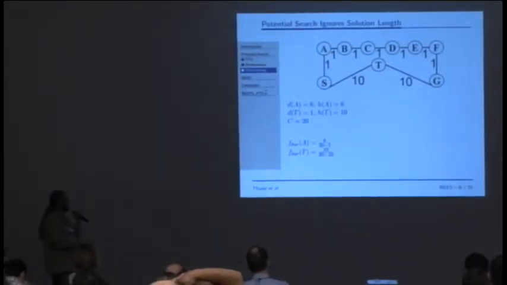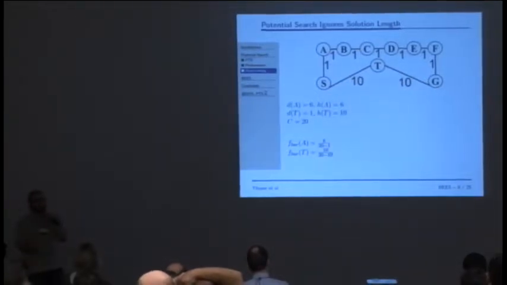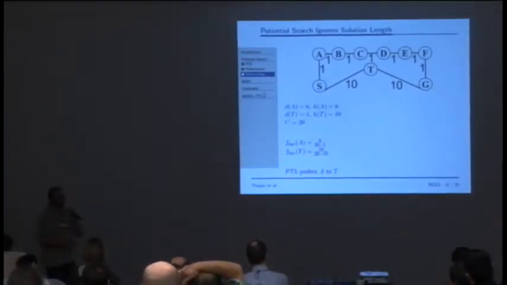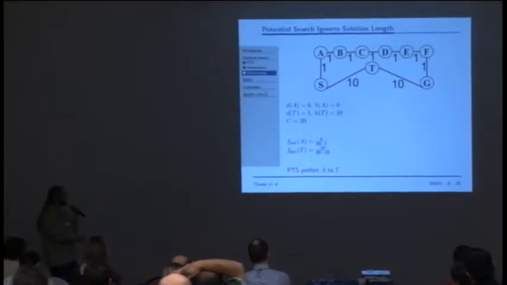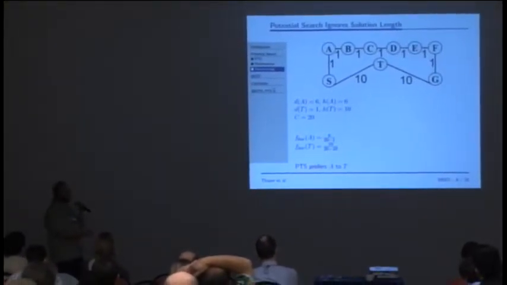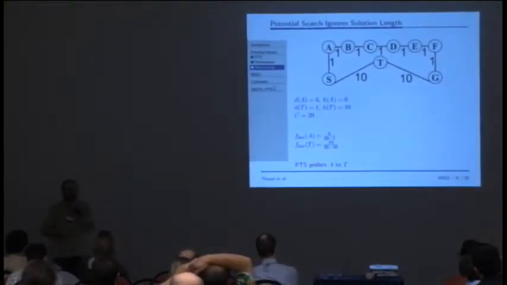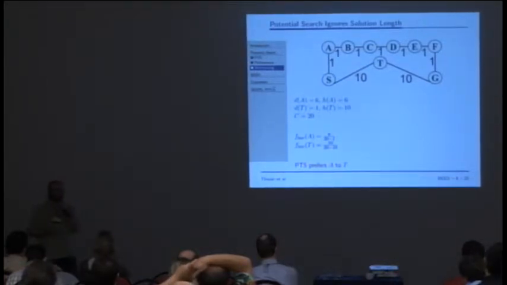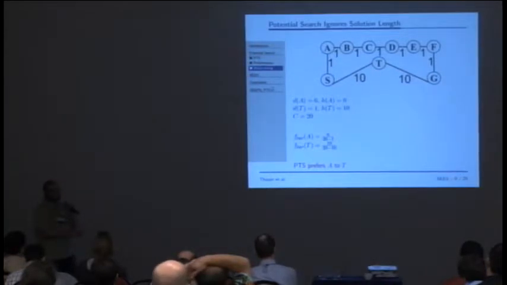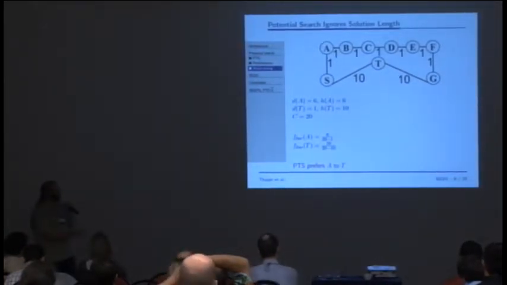Unfortunately, the linear relative error model and potential search don't pay attention to the length of solutions that we could get to. And that's what's going to cause our problem. Because we don't take D into account, we prefer A to T. And in situations where the path through A is acceptable, and the path through T is acceptable, if I want a solution quickly, I need to go through here.